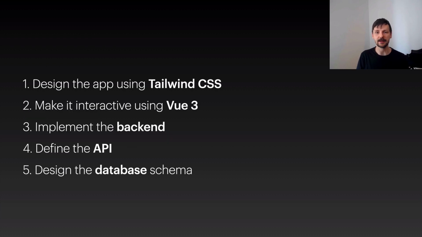Here's the plan for the next few lessons. We will start with Tailwind CSS, and I will design the first version of the application. Then we will make it interactive using Vue.js, and specifically by using this composition API. Then we will implement the backend. We will define the API and expose it to our frontend, and then we will start connecting those two parts. And at the same time, we will also start designing the database so that we can persist our models in the database. And from this point, we will start improving our application by adding new features and refactoring certain parts.